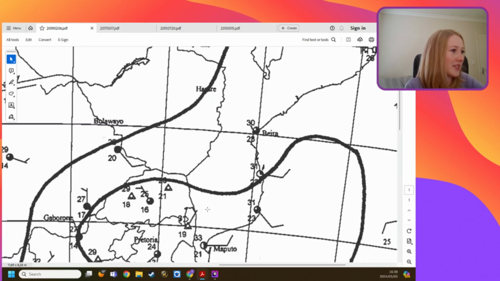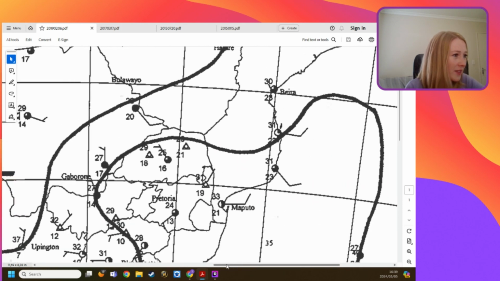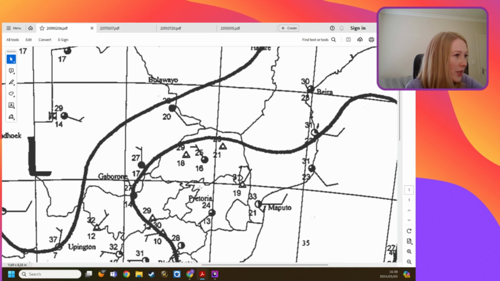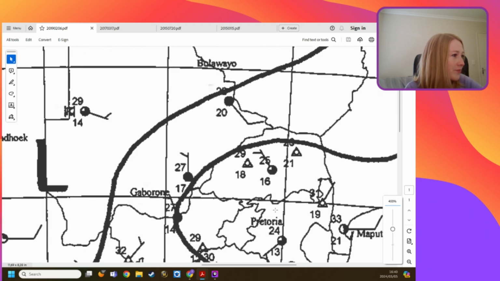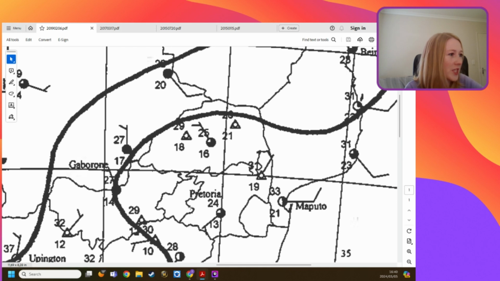Okay, let's pick one. Okay, we have Pretoria over here. I'm choosing Pretoria because I can kind of make this all out. Can you see it? Let me try and zoom in a little bit more. There we go. There's Pretoria. There's our weather station model.